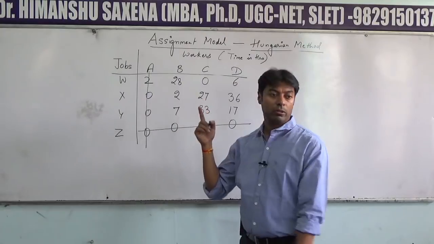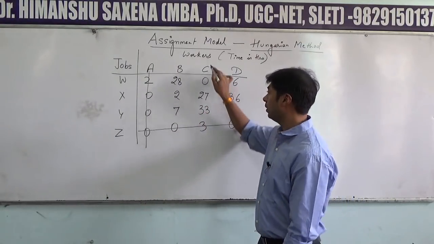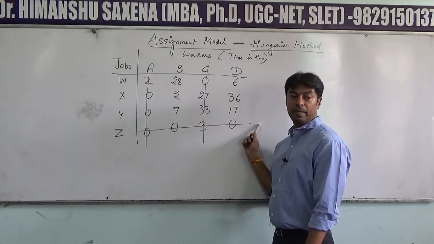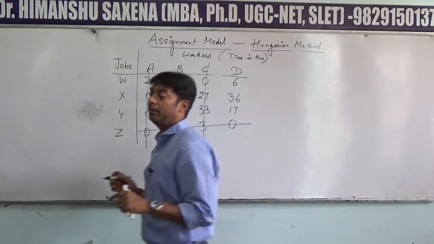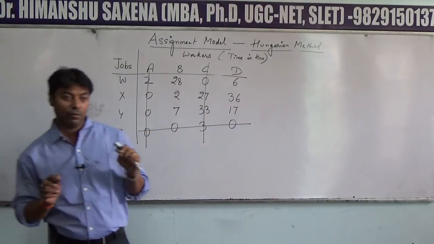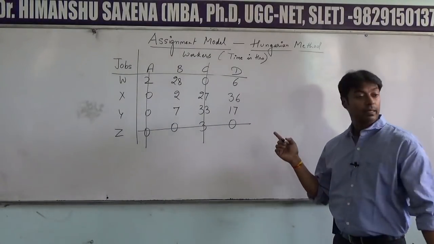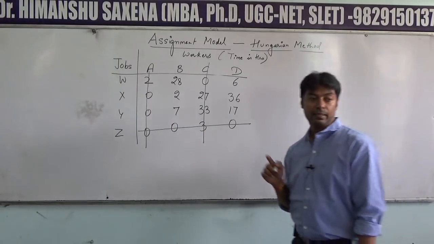So how do you want to draw it? Row wise or column wise? Okay, so we draw it column wise. So all the zeros have been covered, and this was our condition, that we have to draw minimum number of lines to cover all zeros. Right? Is it clear? Draw these lines, then we move on to the next step.